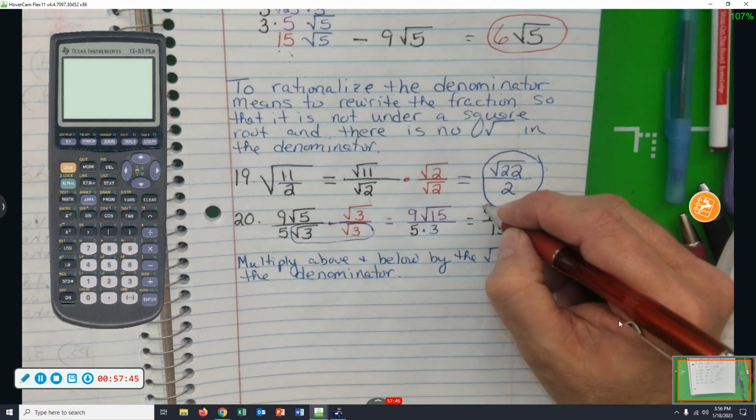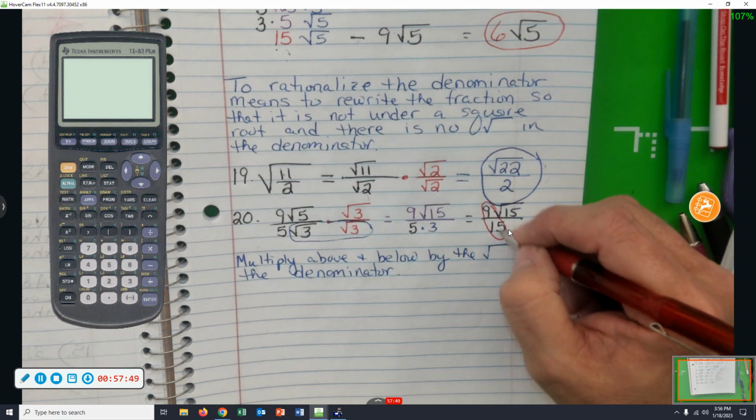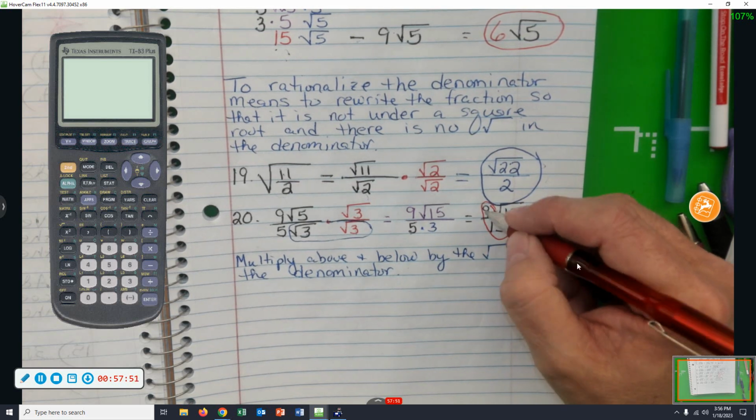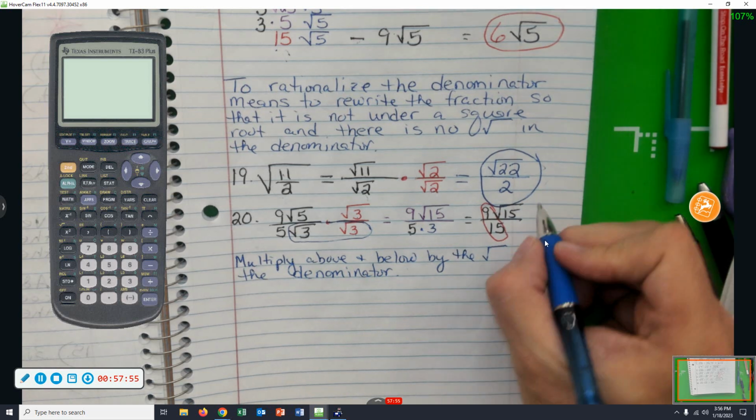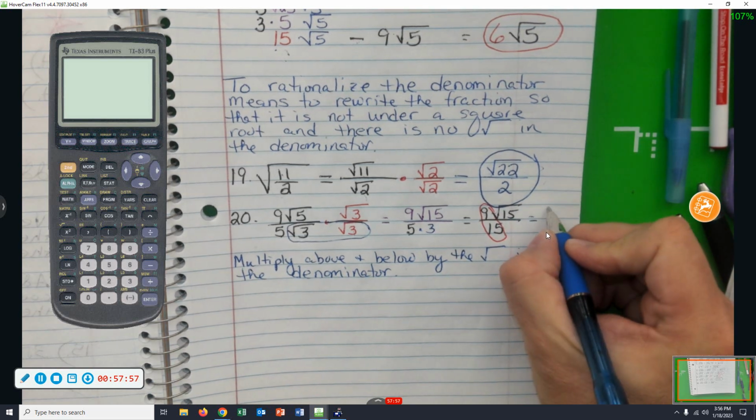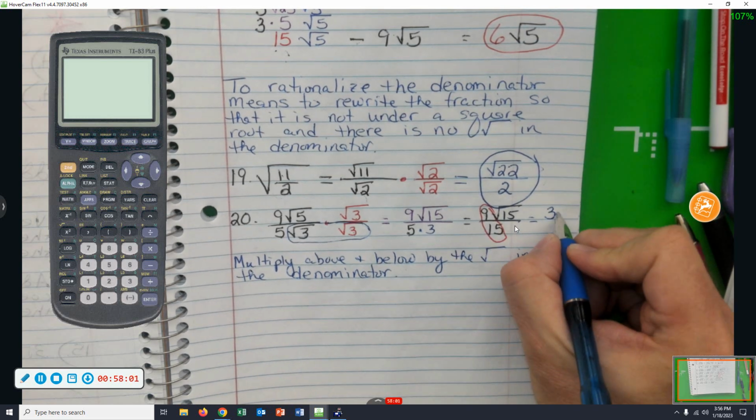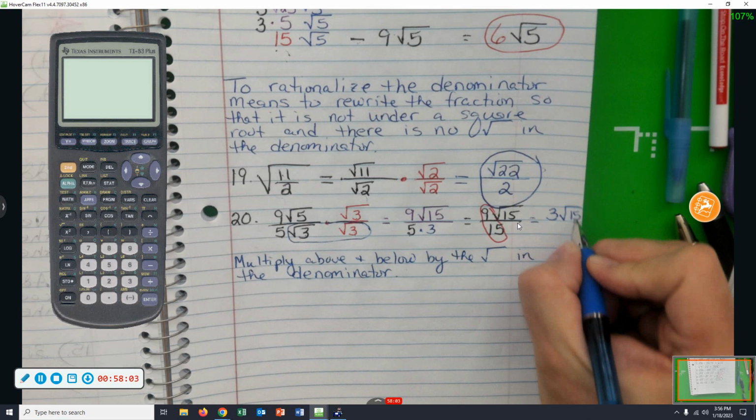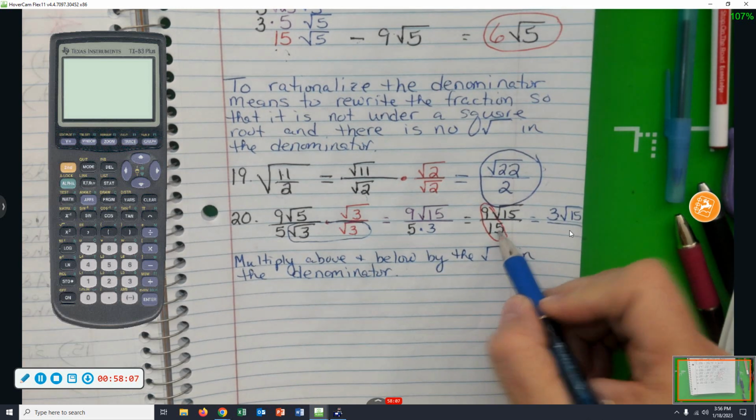9 over 15. The things that are not under the square root. There's a common factor of what? What could I divide both of those numbers by? 3. I agree. So for this last problem, 9 divided by 3 gives me 3 square root of 15. What have we got down here on the bottom? 15 divided by 3 gives me a 5.